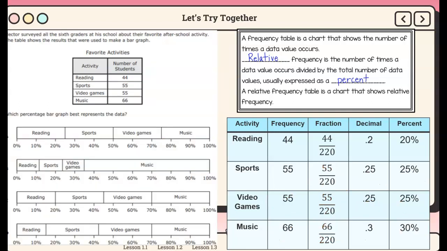So now we've done our frequency chart. Okay, so we're looking at our percents because it says which percentage bar graph best represents the data. So now I need to look at the percent. Okay, which one of these bar graphs has reading at 20%, sports at 25%, video games at 25%, and music at 30%? I'll give you a second. If you need longer, go ahead and pause the video.